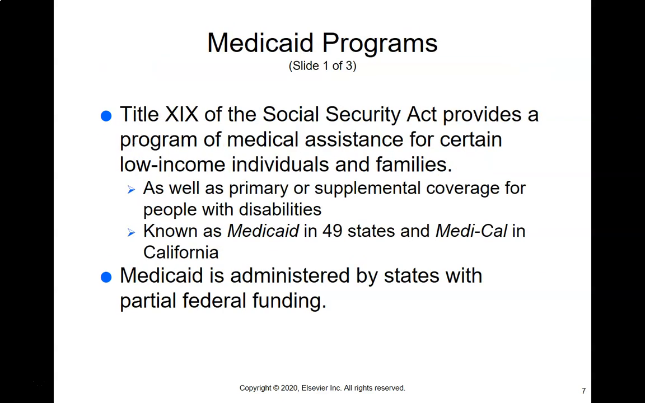Medicaid programs. Title 19 of the Social Security Act provides a program of medical assistance for certain low-income individuals and families, as well as primary or supplemental coverage for people with disabilities, and is known as Medicaid in 49 states and Medi-Cal in California.